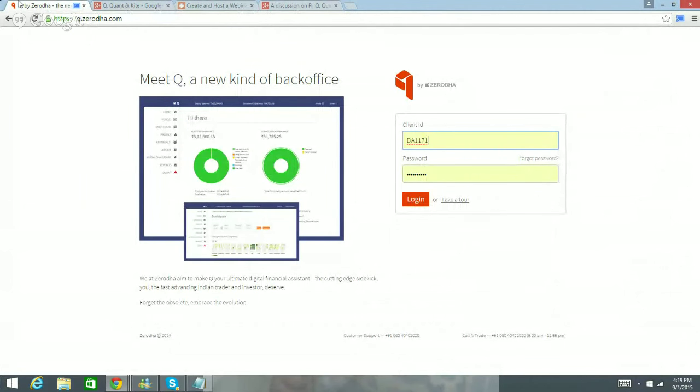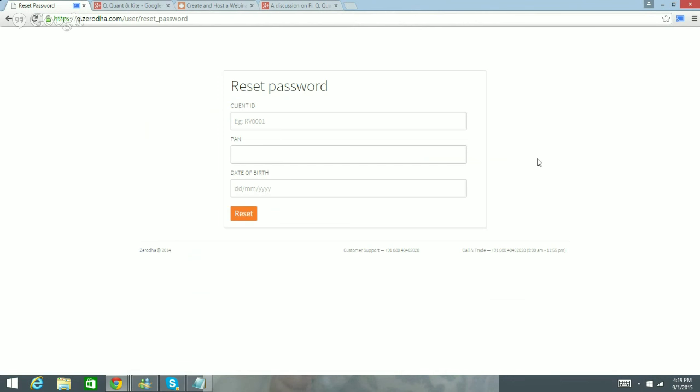Okay. So, right. So we'll start with Q, right? The first thing in Q is that a lot of queries we get are about the password. So we have a link to request a forgot password reset. The first thing to know is if a new client says I haven't received Q login ID password, he just has to come here and enter the client ID, PAN, and date of birth.